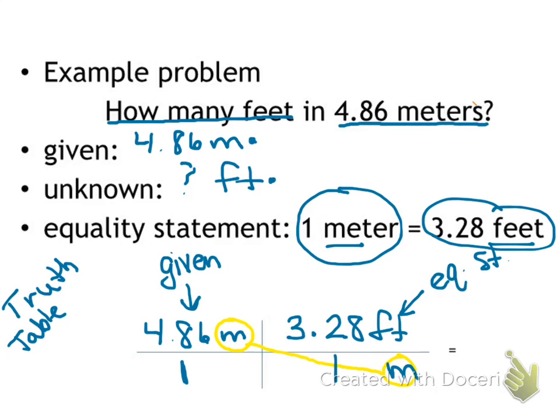3.28 feet. Now, if I go plug that into my calculator, remember I am always going to multiply everything across the top and divide by anything on the bottom. So I'm going to take 4.86 times 3.28, and that is going to give me, on my calculator, 15.9408. Remember, we want to round to 2 places after the decimal. So I'm going to round this to 15.94. Remember, my units are going to be the same as what I'm looking for. So 15.94 feet in that problem.